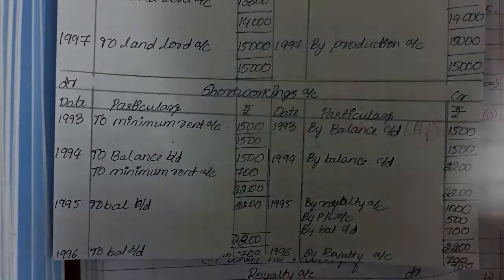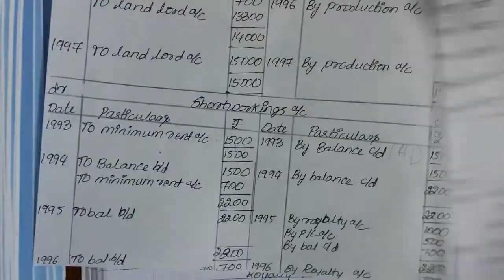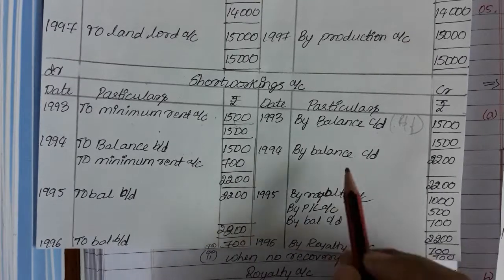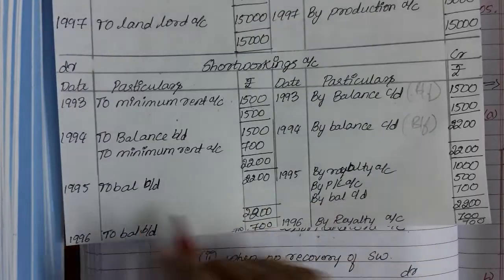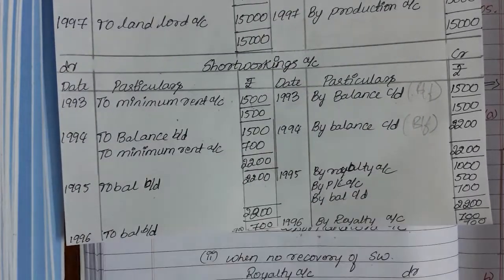Have you recovered anything? Is there any recovery in the second year? No recovery, no irrecoverable. So what happens? You got 2200. What I will do? This balancing figure I will be bringing down for next year. So by balance brought down, there is 2200 of short workings.